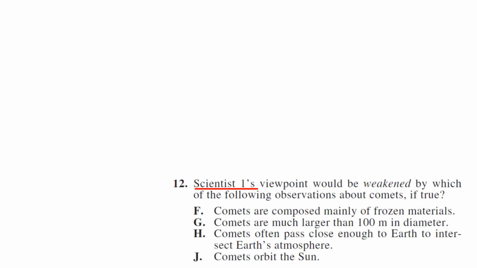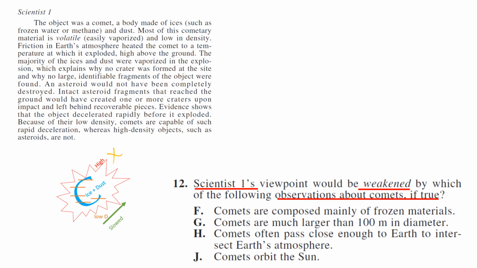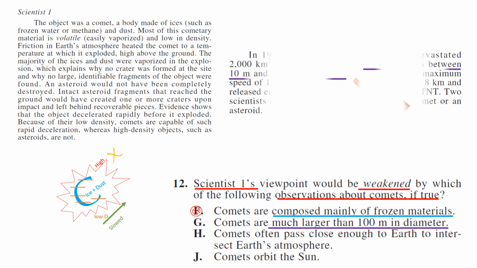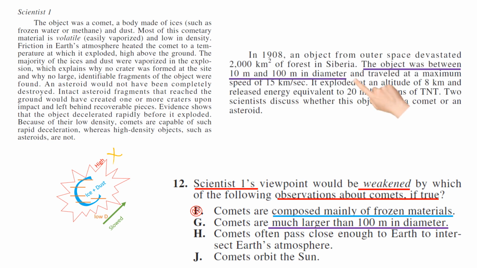Number 12, scientist 1's viewpoint would be weakened by which of the following observations about comets, if true? So comets are composed mainly of frozen materials. That's not weakened. The scientist says it's composed of frozen materials. Their comets are much larger than 100 meters in diameter. Well, we don't see that anywhere in scientist 1's explanation. We do see it in the intro. The object was between 10 meters and 100 meters in diameter. So if comets are much larger, then it wasn't a comet. So G. You can eliminate the other two as well.